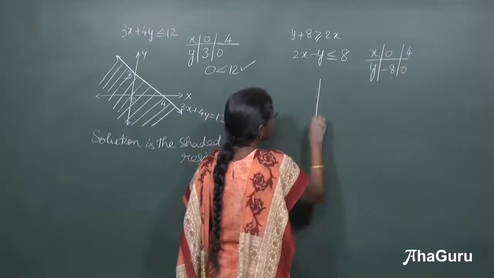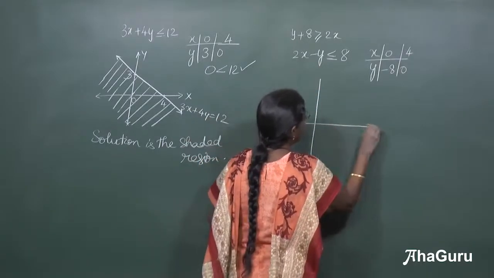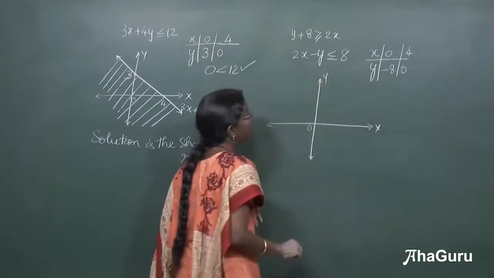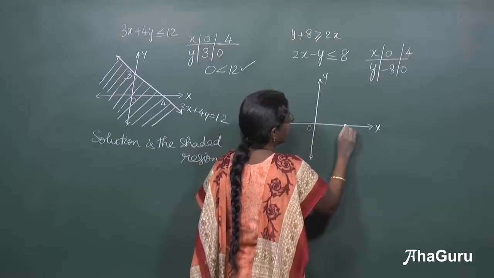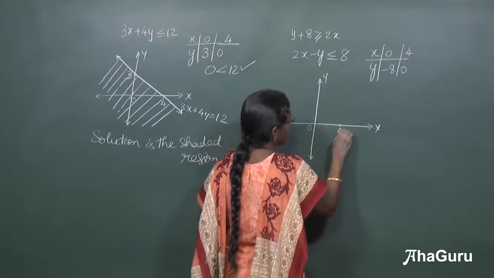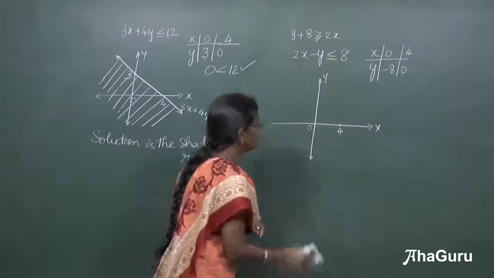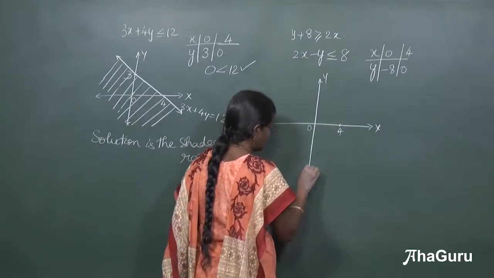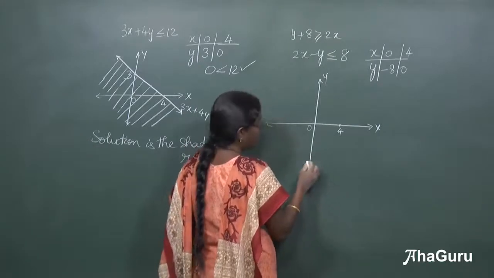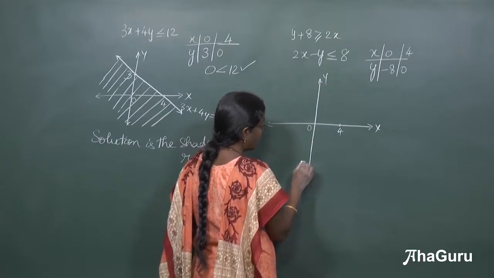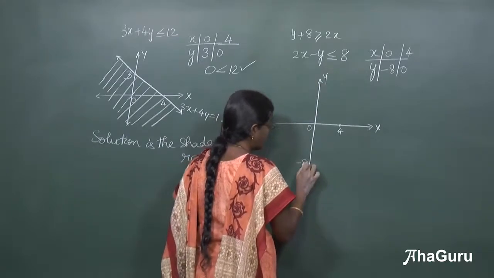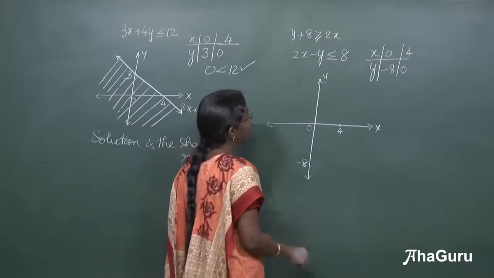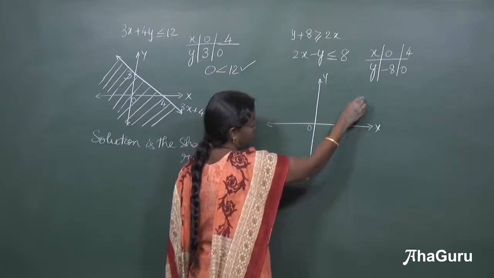Now we will just draw the line first and then go to the inequality. What are the points we need? On the x axis I need the point 4, and on the negative y axis I need the point minus 8. Take a proper scale and then mark it. This line now, 2x minus y equal to 8, is a line like this.